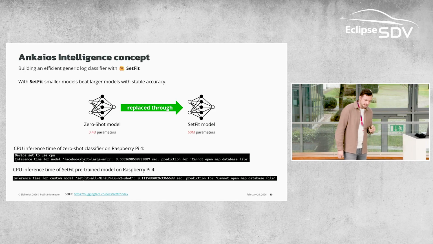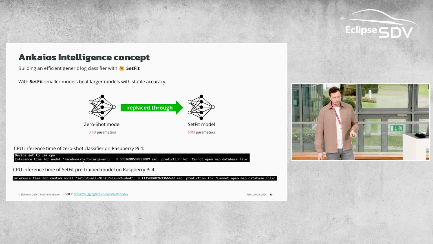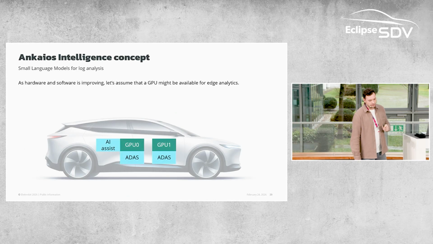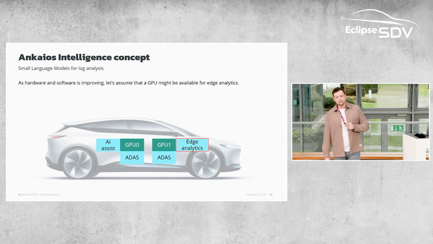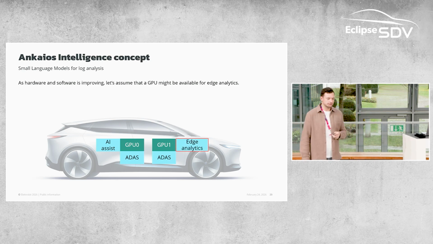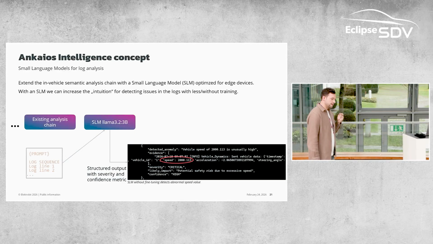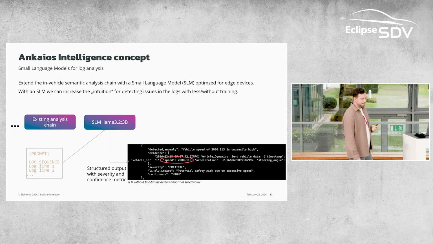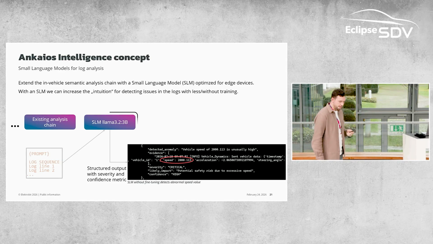But now, being less technical, let's go one step further. As hardware and software is also improving a lot, also inside the vehicle, let's assume that a GPU might be available for edge analytics. And as our proposed pipeline is flexible and can also be cascaded, you can still extend your analysis chain with some small language models that are optimized for edge device execution, which is, for example, Llama 3.2.